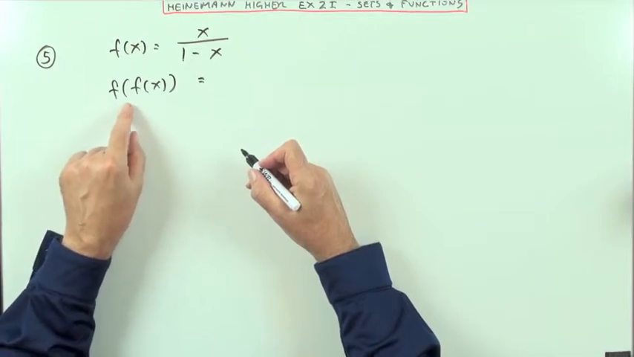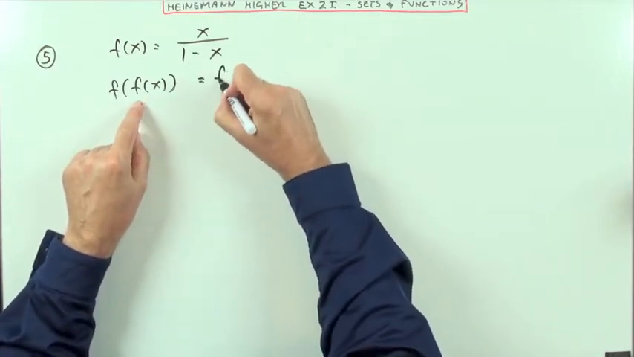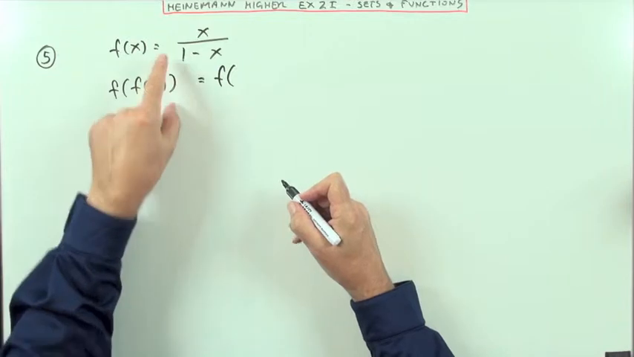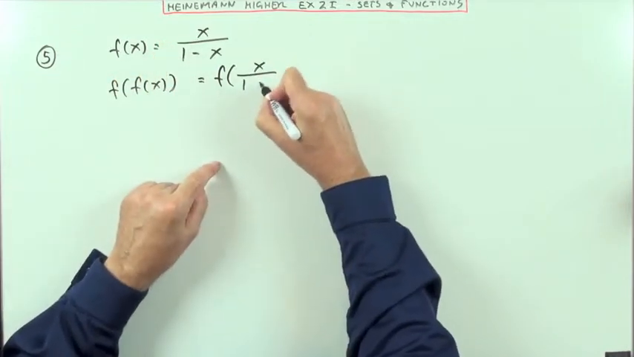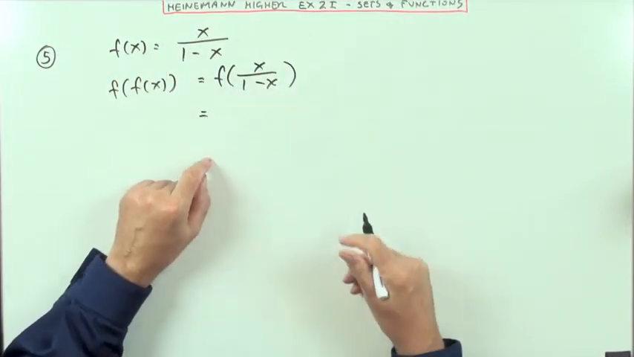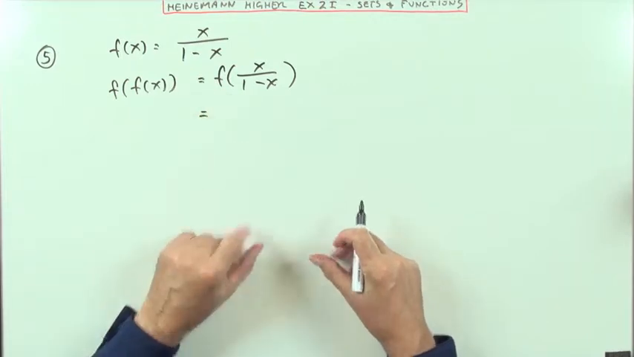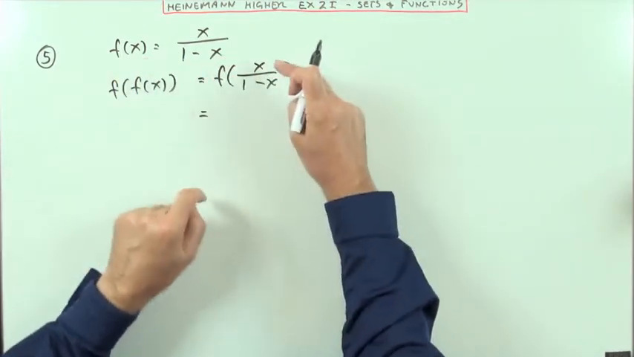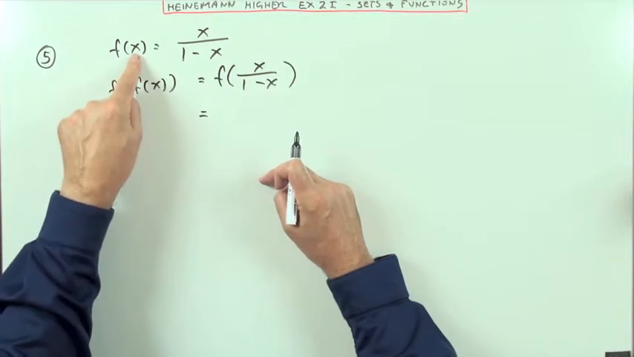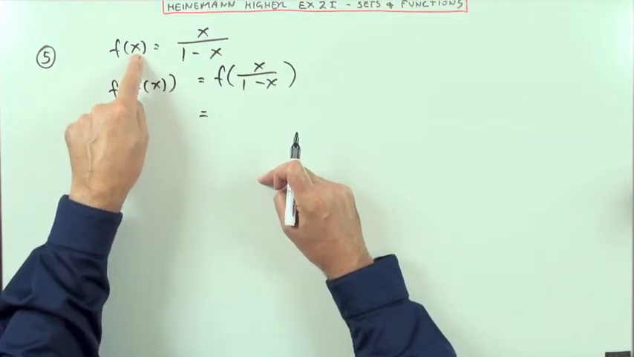Well, f acting on itself simply means this. f is going to act on f of x, which is this thing, x over 1 minus x. But what does f do to anything it gets hold of? Well, here it is. Don't get confused between these x's. That's just an example of something that you're putting into it.